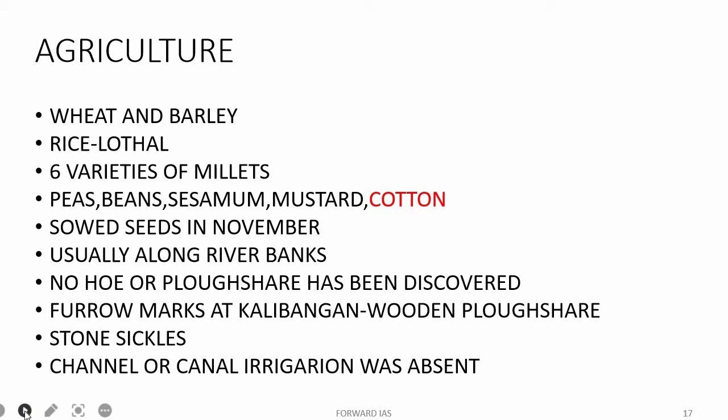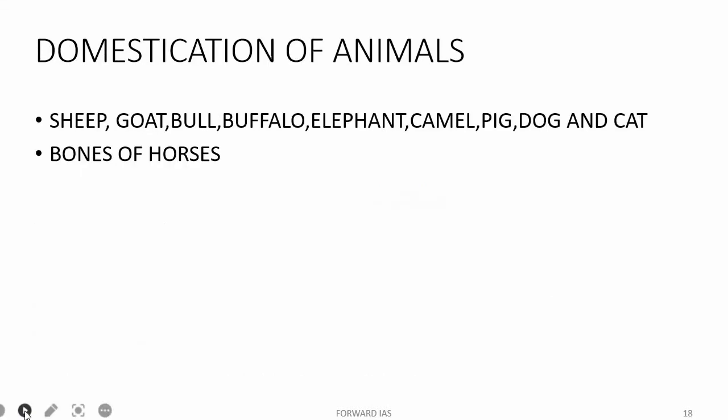For harvesting, they used stone sickles. In those areas, there was no channel or canal irrigation, but they used some nalas or dam-like structures to store water. Along with agriculture, they also practiced domestication of animals. They domesticated sheep, goat, bull, buffalo, elephant, camel, pig, dog and cat.